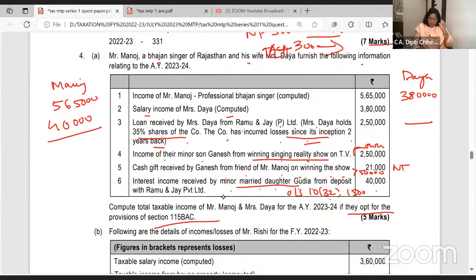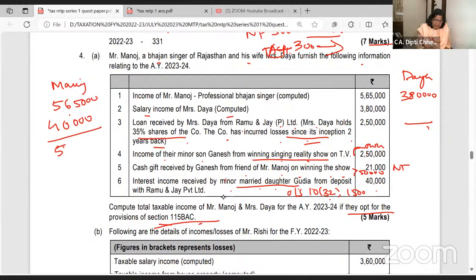Abhi ye dekho. Minor married daughter ki income club hogi parents ke saath because it's FD interest. 1500 per child tak exemption is given for every minor. But if he is opting for new tax regime, then no exemption. 10(32) exemption is not given. Standard deduction is not given. Nahi milta. So what's final income for Manoj?